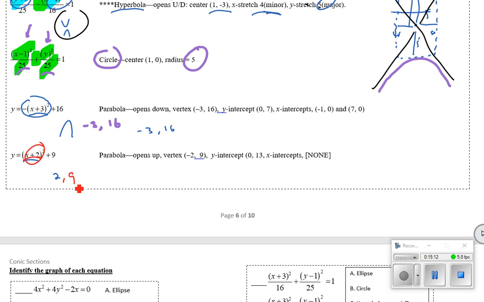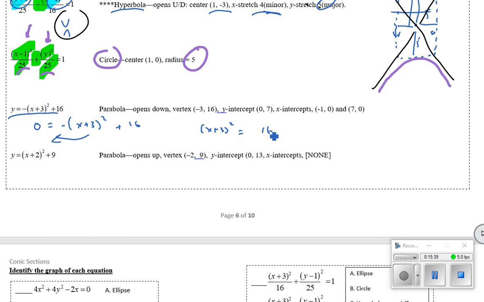Now, how do you find the intercepts? You find the x-intercept. Y'all may remember this from our lines. How do you find the x-intercept? What do you let equal 0? You let y equal 0. So you find the x-intercept by letting y equal 0. If you pull that over and change the sign, you get positive x plus 3 squared equals 16. Or x plus 3 equals, remember your top 12, what does x plus 3 equal? 4 or negative 4. So x is 1 or negative 7.